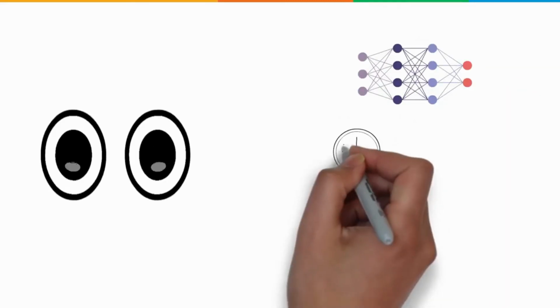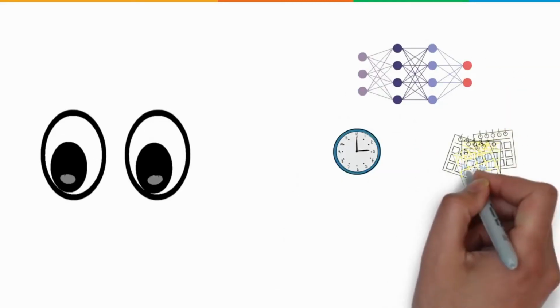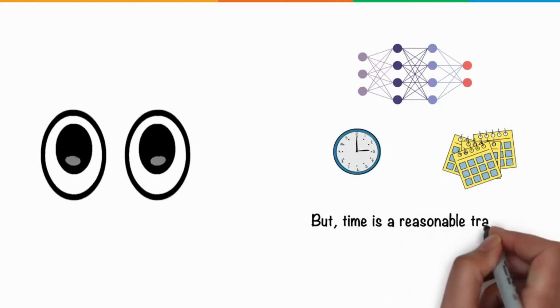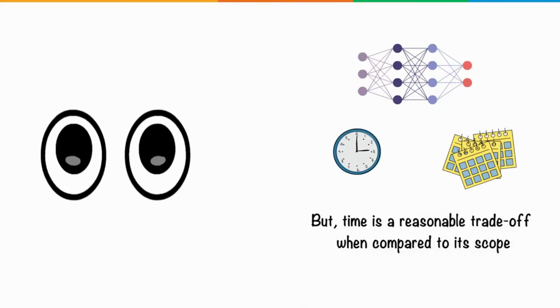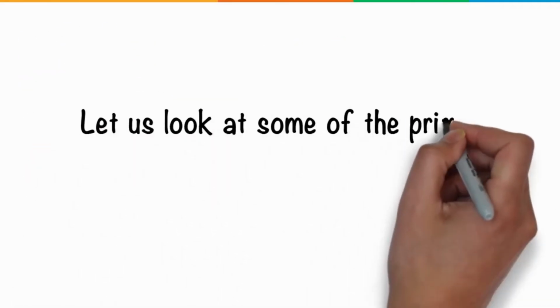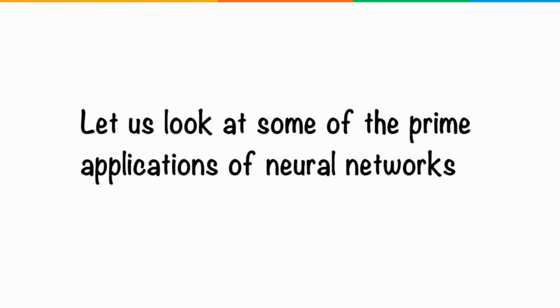You might wonder how long this training process takes. Honestly, neural networks may take hours or even months to train. But time is a reasonable trade-off when compared to its scope. Let us look at some of the prime applications of neural networks.